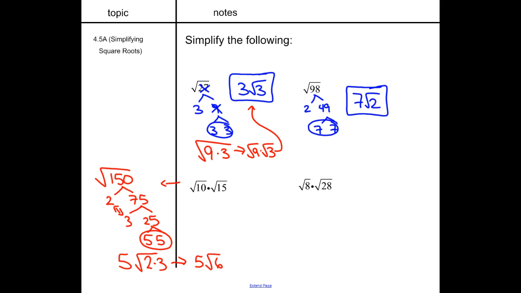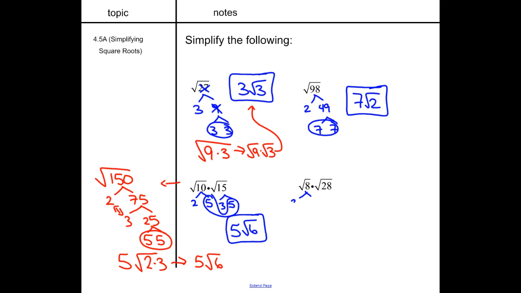Or what I could do a different way is, instead of using such big numbers like 150, I could make my prime factor tree of each of these pieces. So I have 2 and 5 here, and I have 3 and 5 here. Now notice I have the 5 and the 5 right there already. And what's left on the inside is the 2 times the 6. So this simply becomes 5 times the square root of 6. Easy peasy, right? Do the same thing over here.